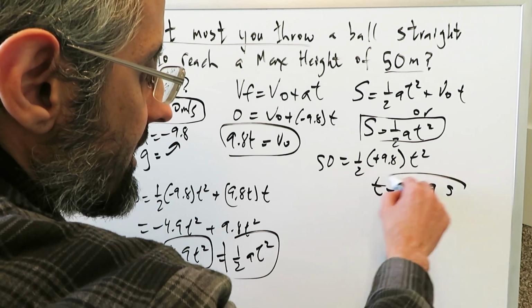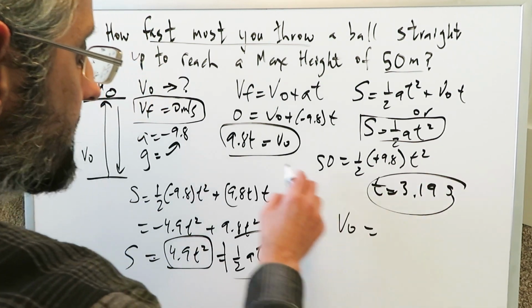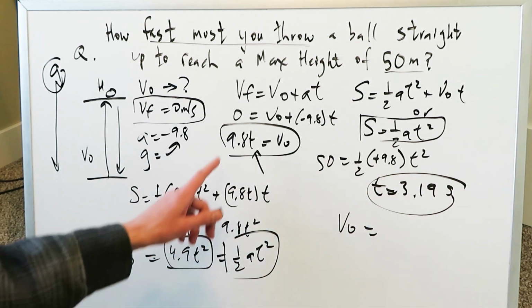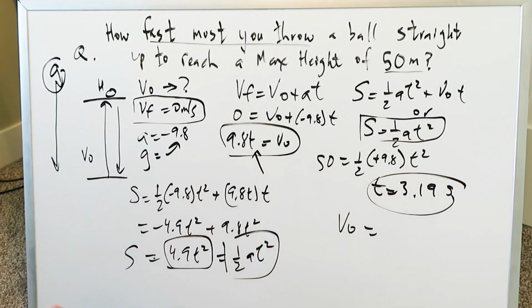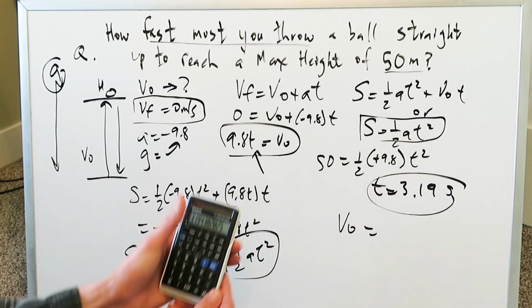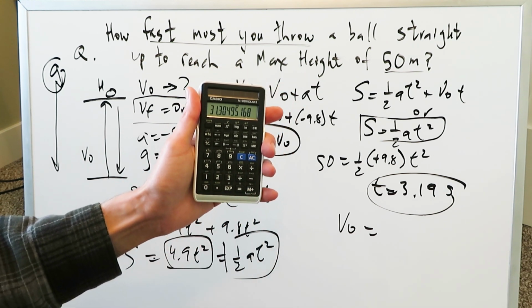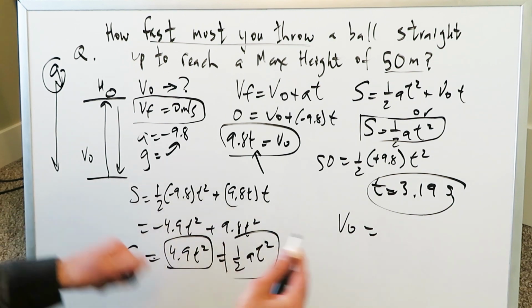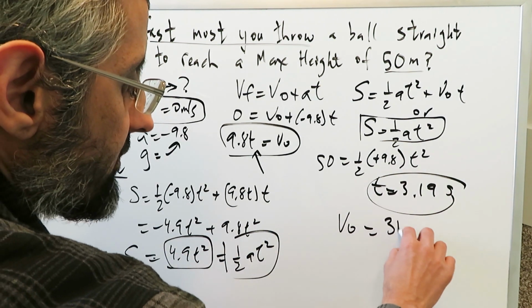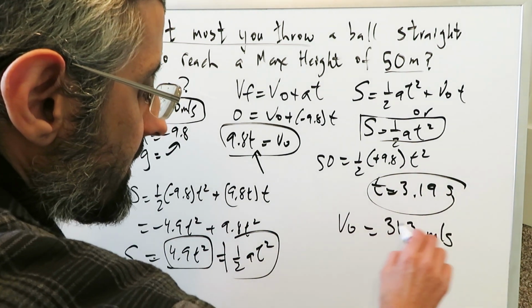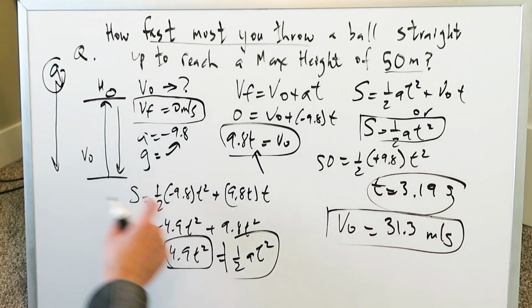Now, how do I find that initial velocity? v0, you just look right over here and plug it right here. 9.8 times that time, 3.19 seconds. I have this value already saved. I'll multiply by 9.8 and I'm getting 31.3. This 31.3 represents your initial velocity. If you throw a ball with an initial velocity of 31.3 meters per second, you'll reach the maximum height of 50 meters. Now, how do we check if our answer is right?